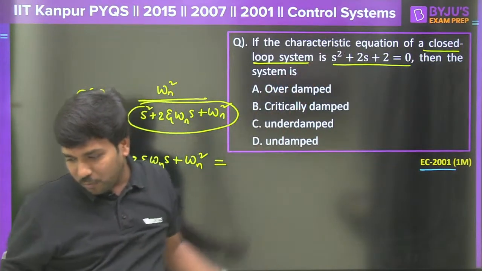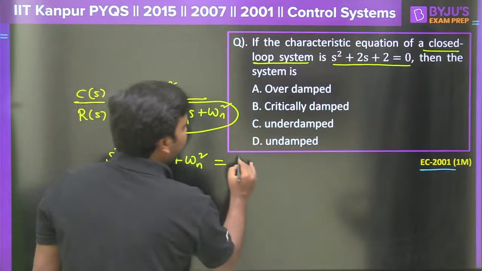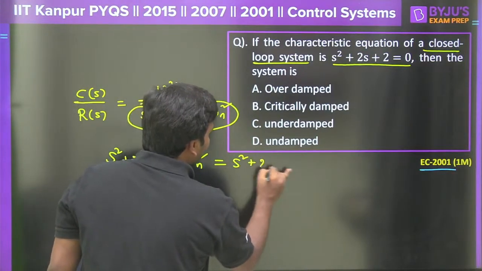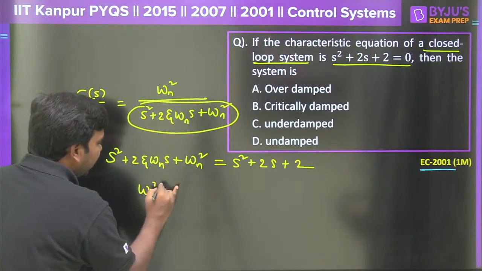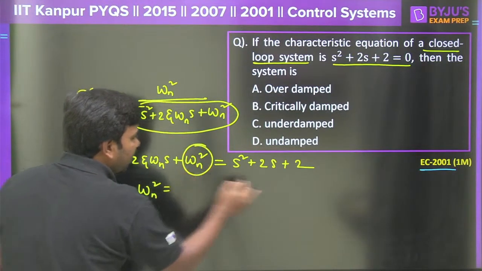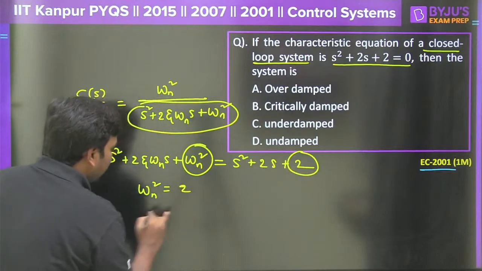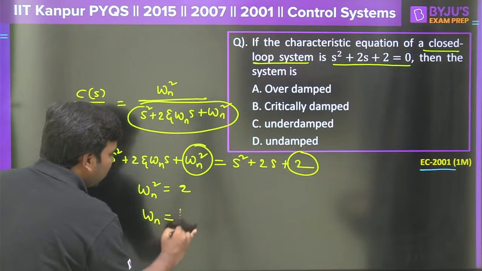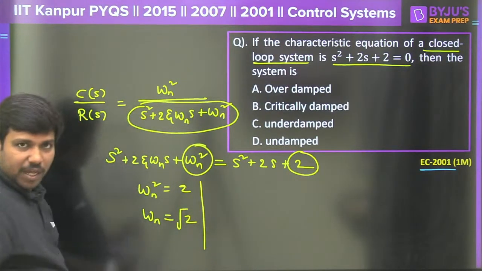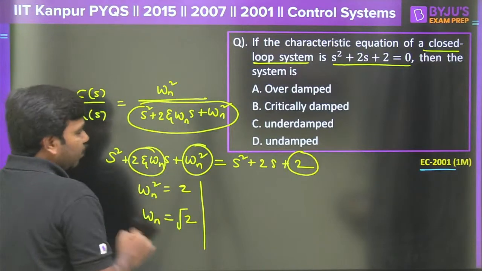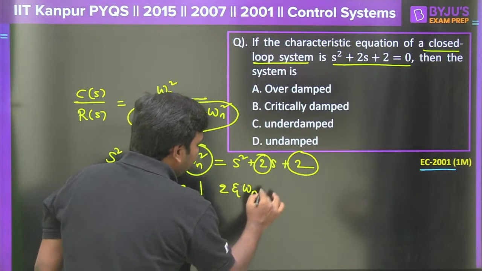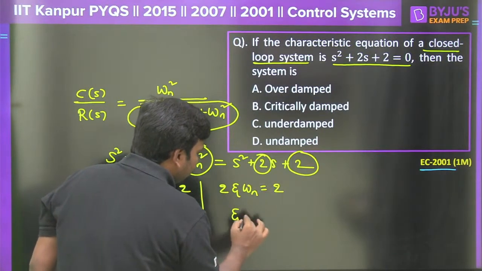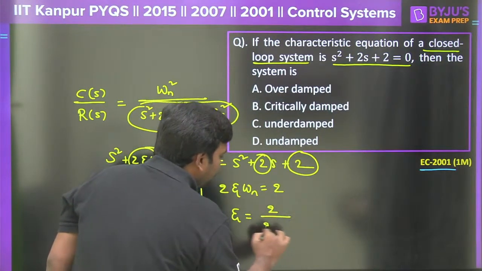Very fast, very good guys. So s square plus 2s plus 2 here, correct? So omega n square is equal to 2, because you can compare these two here. Therefore omega n is equal to under root of 2. This is one thing. And then compare this side: 2 zeta omega n is equal to 2. Of course zeta is equal to what? 2 divided by 2 times omega n.